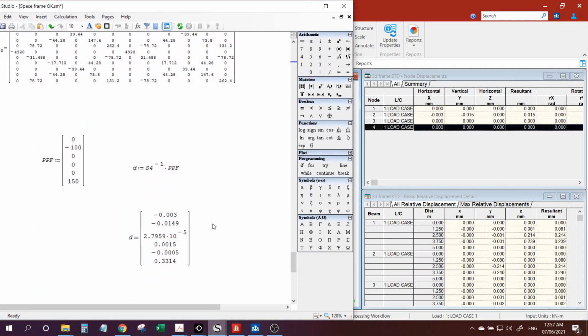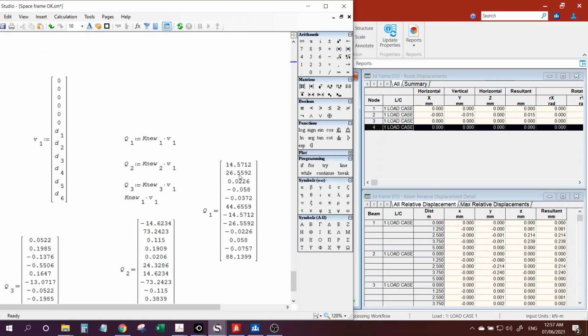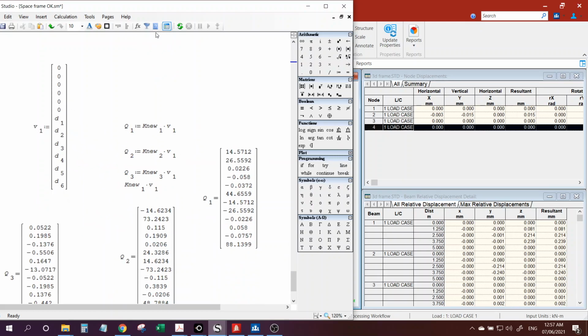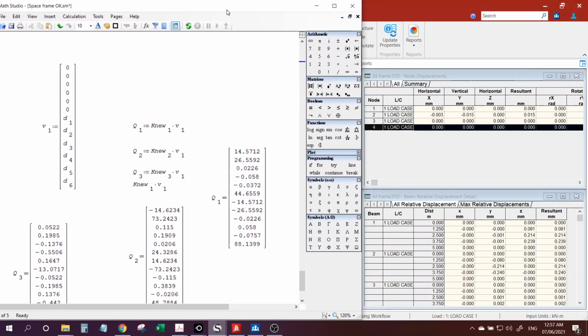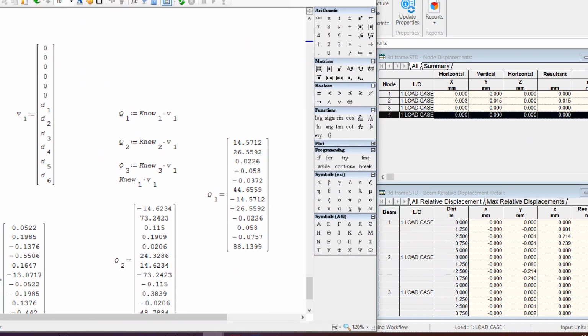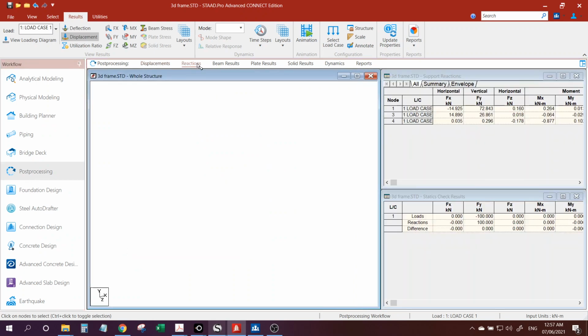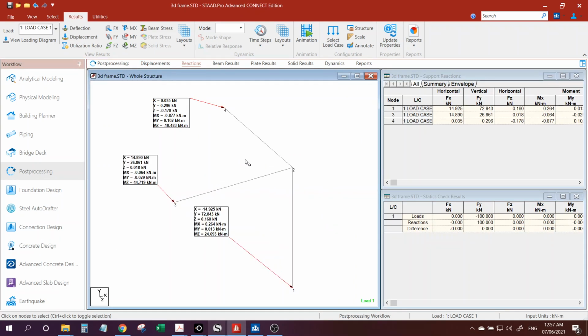Now once we get the displacement, say for member 1, this will be our member forces. This is member 1, member 2 is this, and member 3 is this one. Okay, so let's now check the reactions. These are the reactions.